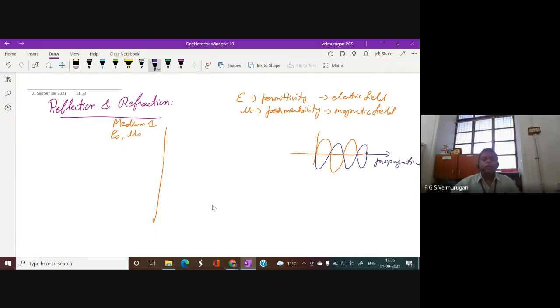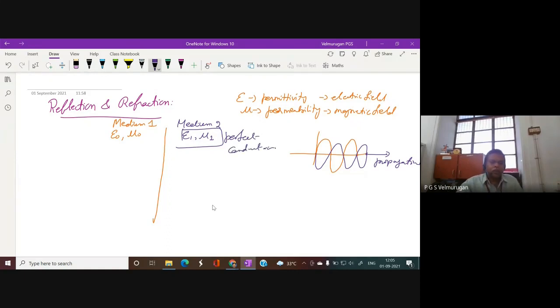Okay, so each medium has its own permittivity and permeability. So this is my medium 2 with permittivity epsilon 1 and permeability mu 1. Okay, for example, this is a perfect conductor. If it is a perfect conductor, then you cannot have a specific value for this one. So, perfect conductor.